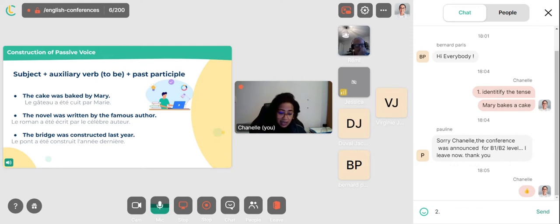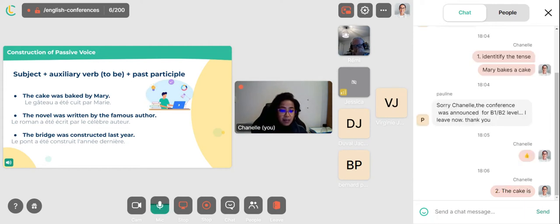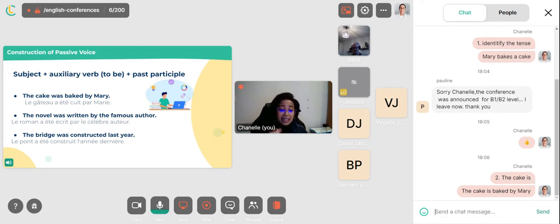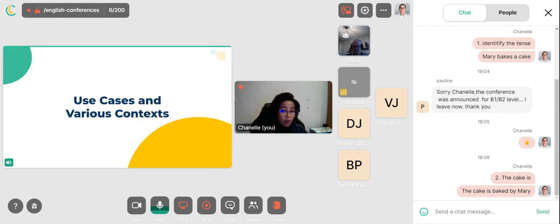So let's start our construction. We always start with the subject. The subject is the cake. I then use my verb. Because it's in present tense, I keep is. The cake is. So that's my auxiliary. I then decide that the past participle is baked. So then, the cake is baked by Mary. And that is how I change the voice from active to passive. It will always depend on the tense. So here we have 3 examples. Let's see if we can find more.